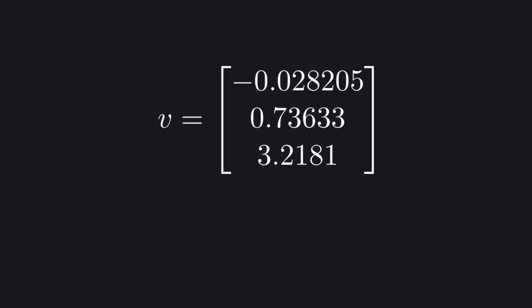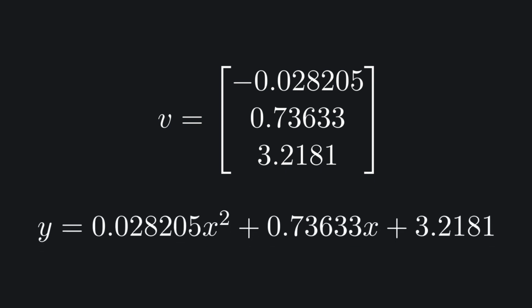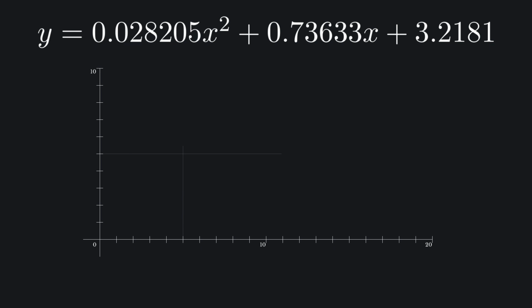In this case, if we follow the computation the same way as before, it turns out that the vector V is equal to this, and the curve is equal to this, which, when plotted, looks like this. We are very close.